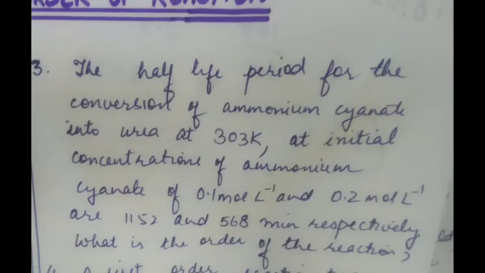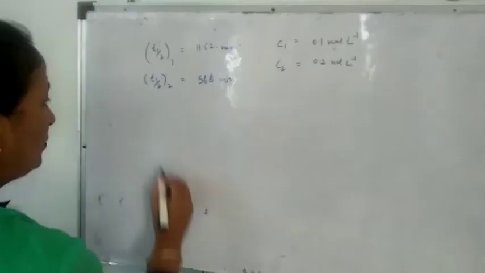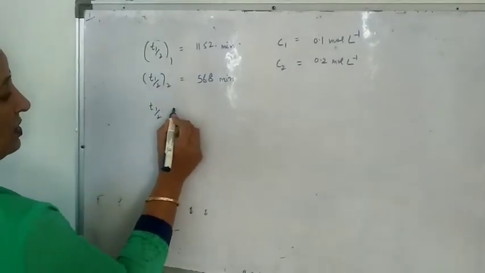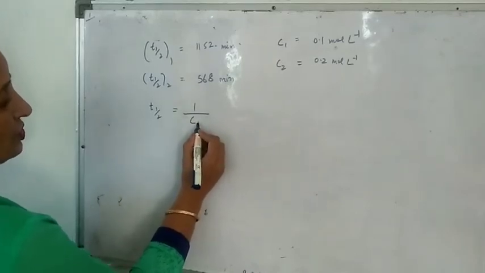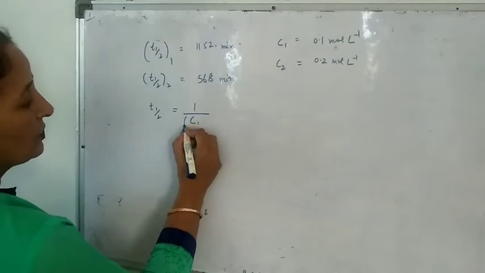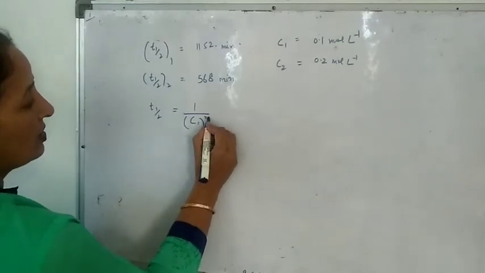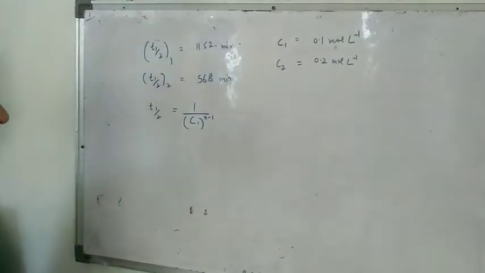The half-life period for the conversion of ammonium cyanate into urea at 303 Kelvin at initial concentrations of ammonium cyanate of 0.1 mole per liter and 0.2 mole per liter are 1152 and 568 minutes respectively. What is the order of the reaction? You know that T half is inversely proportional to concentration of the solution raised to power n minus 1.